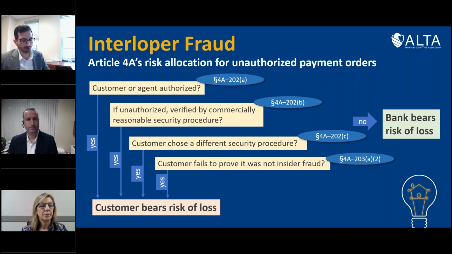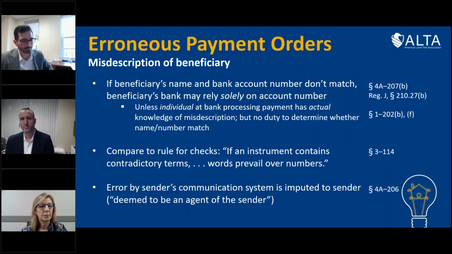And then finally, Article 4A also places the burden of proof on customers to show that the error was not a result of insider fraud. So again, all of this simply means that the rules of payment finality and efficiency are not cost-free. They place a significant degree of risk on users of the wire system.